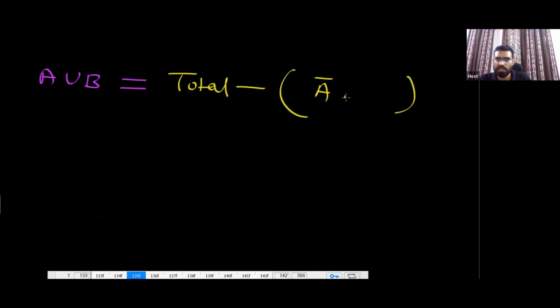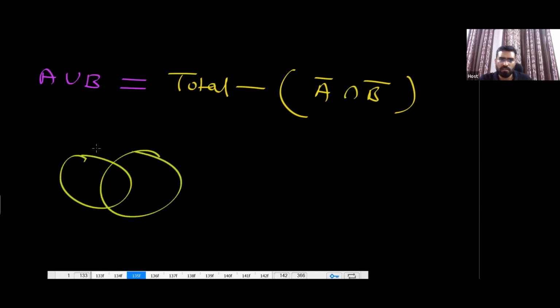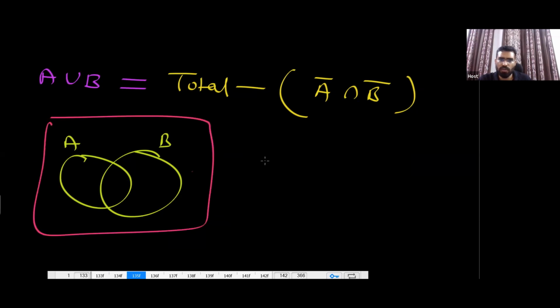It's like you want A union B. Then what you can do is total minus neither this nor this. This is your A, this is your B. You want at least this or this. Then from total you remove when you don't have A and don't have B, meaning not in A and not in B. So this area you remove basically.